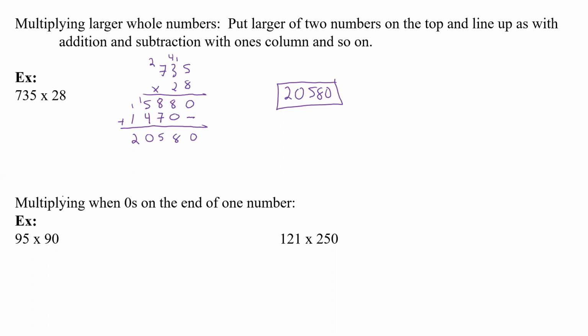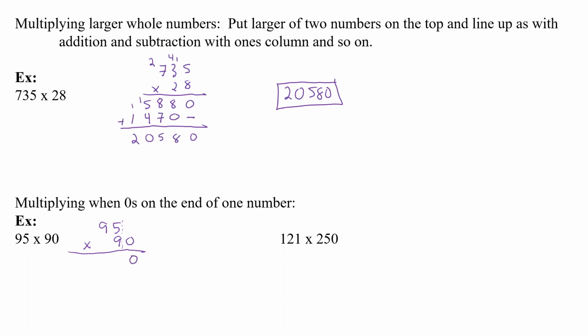Now, sometimes we multiply and there's zeros on the end of one of the numbers. And that makes it kind of nice because we don't actually have to multiply that, because remember, 0 times anything is 0. And so for an example, I'm going to do both of these. What I'm going to do is put the one with the zeros on the bottom. So the other one's going to be on top. And so I'm going to put 95 on top. And then I'm going to multiply by 90, and I'm going to put the 0 out to the side like this. Okay. And really, I'm not going to multiply this piece here. I'm just going to drop that 0 down.